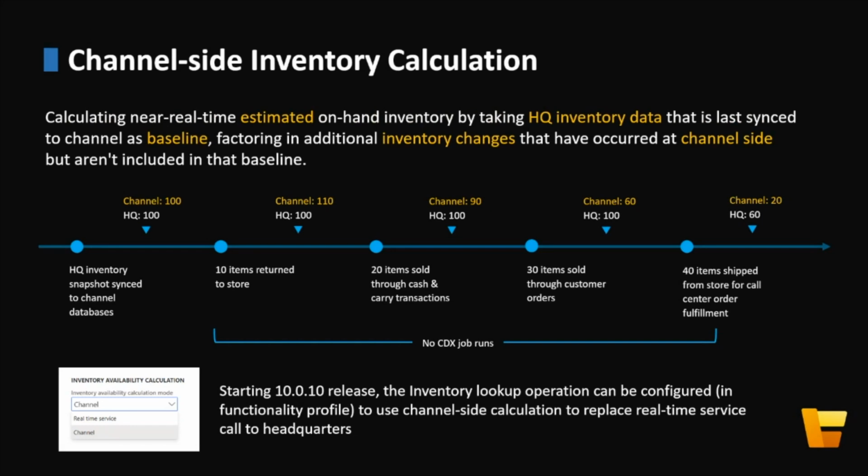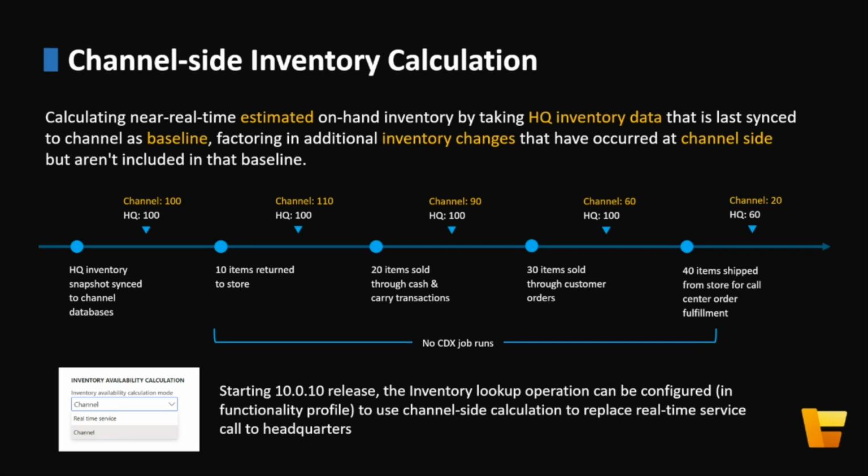So to address this data accuracy problem, in the 10.0.10 release, we introduced a so-called channel-side inventory calculation mechanism. This is also one of the 3 frameworks I want to talk about today in this session. The logic behind this channel-side calculation is basically to take the headquarters inventory data last synced to the channel side as a baseline, and then factor in additional inventory changes that have occurred on the channel side but aren't included in that baseline to calculate a new real-time estimated on-hand inventory.